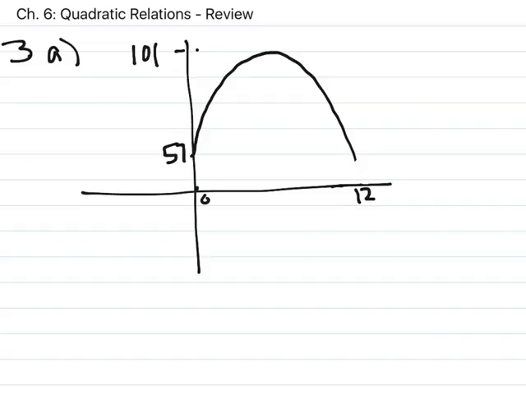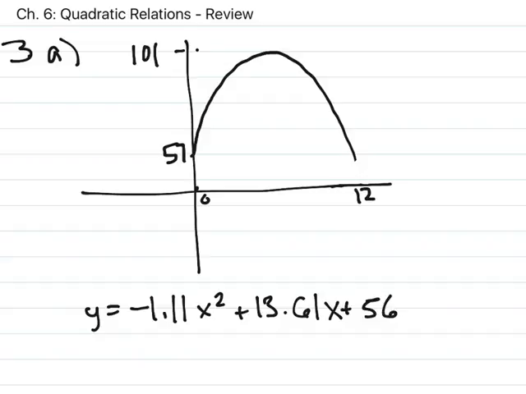For part B, they're asking you to find the equation of the curve, which you just plug into the calculator and find the answer, which you would get to be y equals negative 1.11x squared plus 13.61x plus 56.16. So that's what you get. But again, they're looking for you to use a graphing calculator. You're not going to have to be able to come up with this equation on your own.